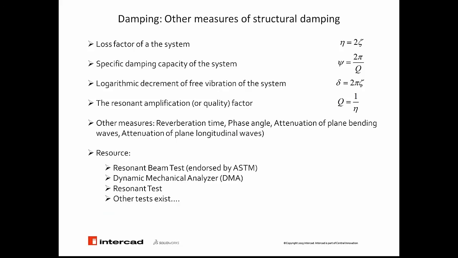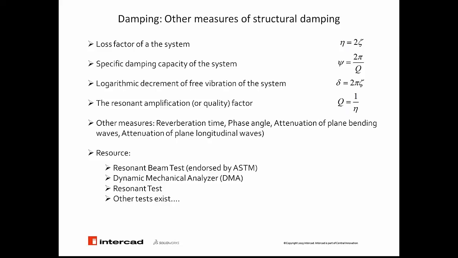There are lots of other factors and measures of structural dampening, such as the loss factor of the system, specific dampening capacity of the system, logarithmic decrement of free vibration of the system, as you can see in the formula, and the resonant amplification or quality factor. The other measures, such as reverberation time, phase angle, attenuation of plane bending waves, attenuation of plane longitudinal waves, and all the other factors, simply wrap up the case.